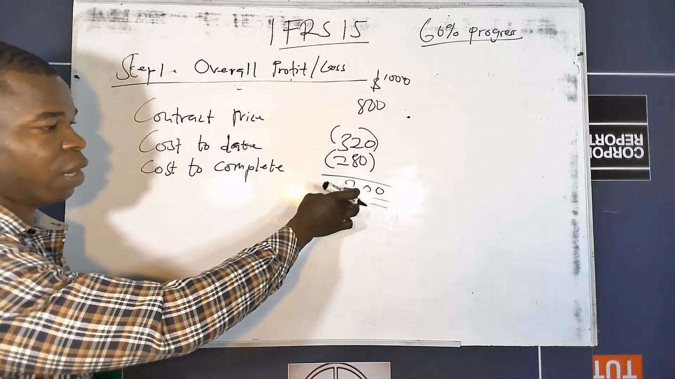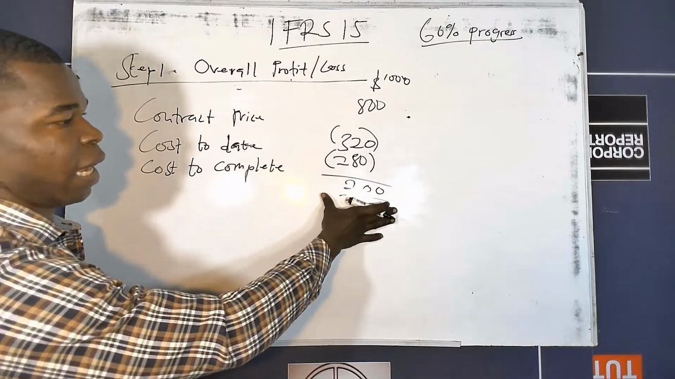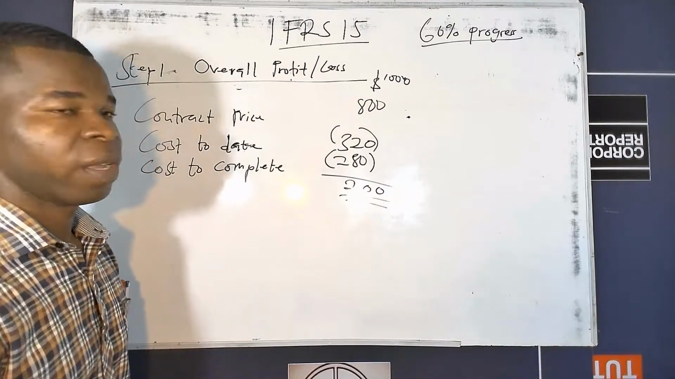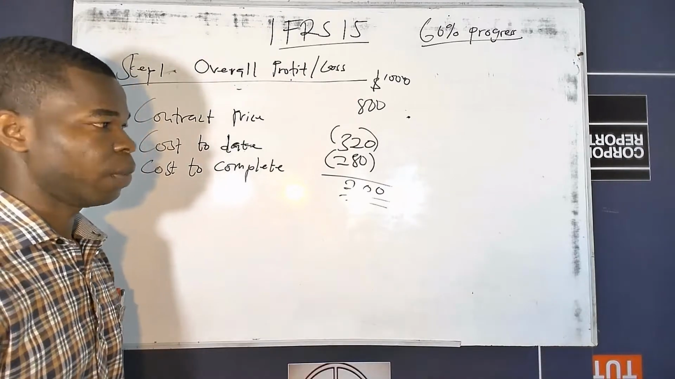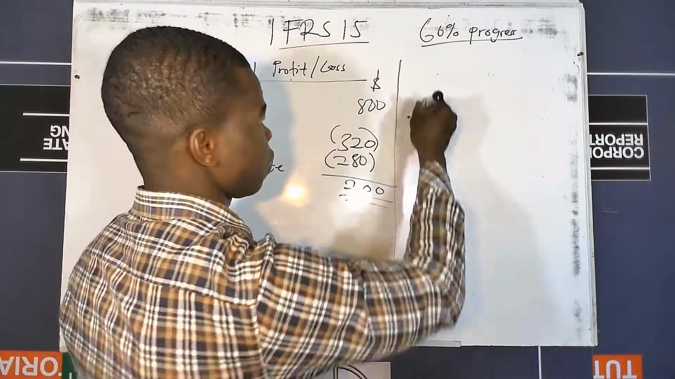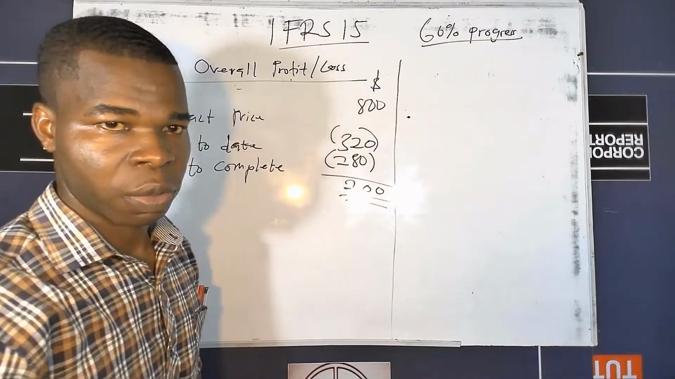Here we are just trying to see what we are supposed to do next. Okay, so now that we have ascertained our overall profit, we have to determine our revenue, and then we determine our cost of sale, and that will help us in determining our profit. So we want to see how much we are going to send to our statement of profit or loss.